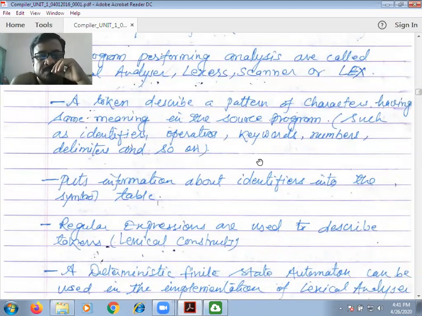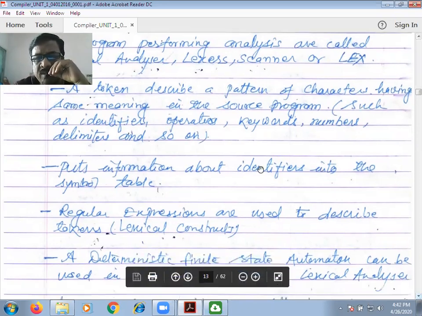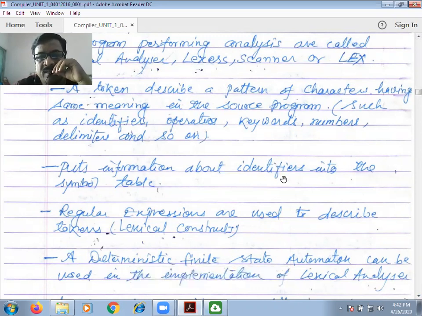This block also puts information about the identifier into the symbol table. That means every newly found identifier obtains memory in the symbol table. And you can say that every identifier type of input has some storage during runtime, which is a value or memory location stored in the symbol table.